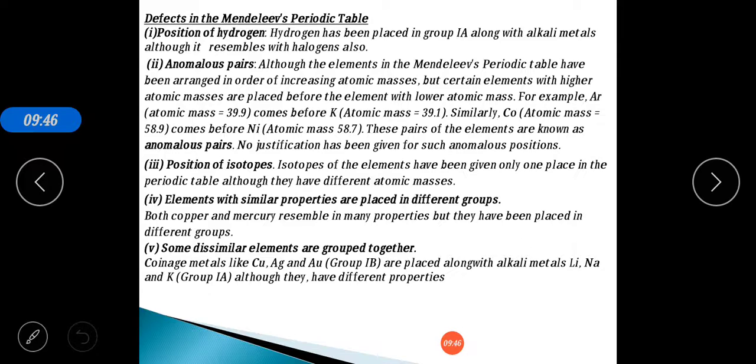Defects in the Mendeleev periodic table. First, position of hydrogen. Hydrogen has been placed in 1A along with alkali metals, although it resembles halogens also.